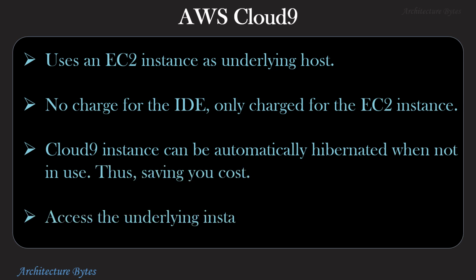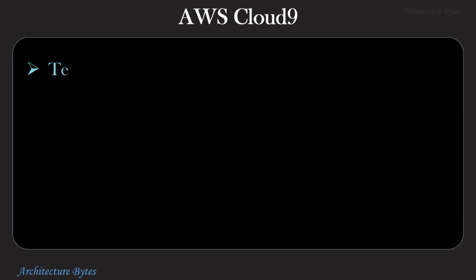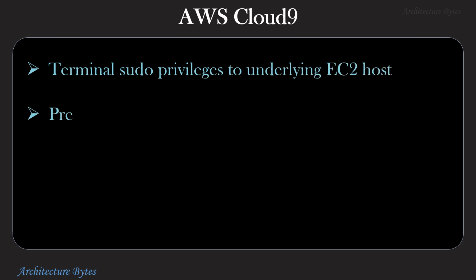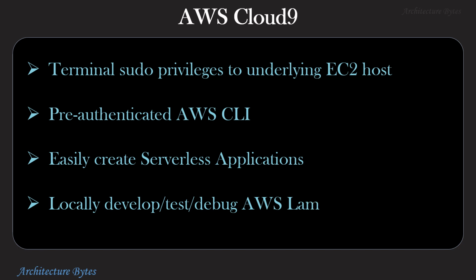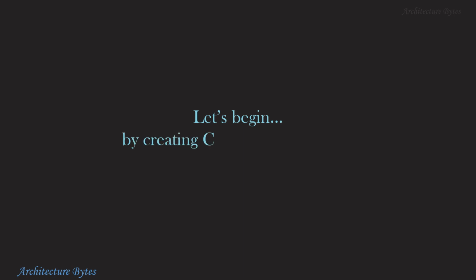And it allows you access to the host EC2 instance. You have terminal sudo privileges to the underlying EC2 host. It comes with a pre-authenticated AWS CLI. You can easily create serverless applications and locally develop, test, and debug AWS Lambda functions. With this background, let's begin by creating a Cloud9 environment.